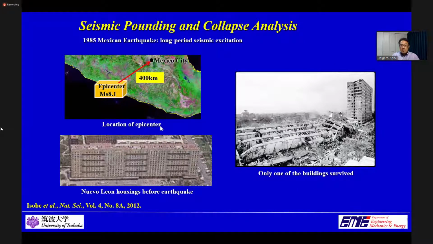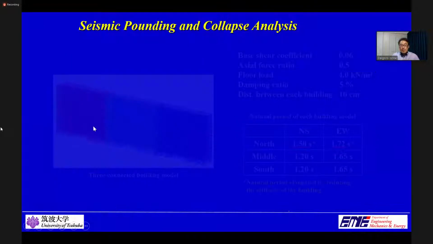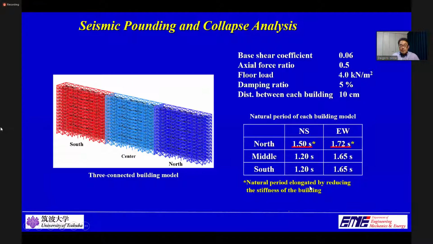We constructed a model of the 3 connecting buildings with a total length of 160 meters. As shown in this table, we set the natural period of the north building model to be 25% longer than the other periods by lowering the structural strength of the columns. The difference of the natural periods was actually observed in similar buildings built near the site caused by the damage from previous earthquakes.